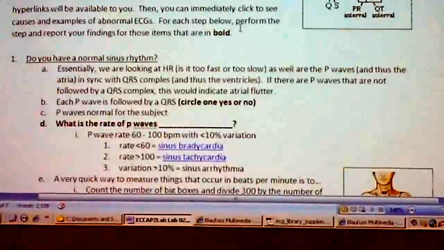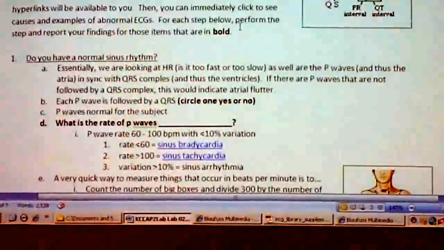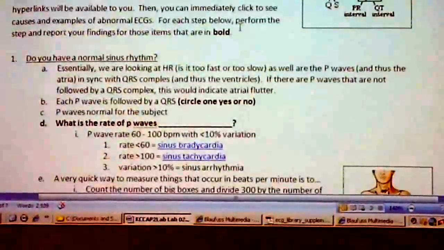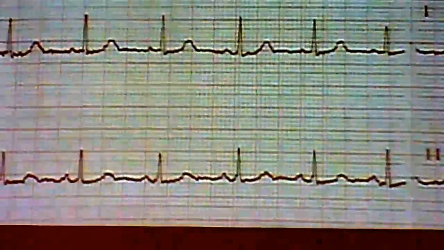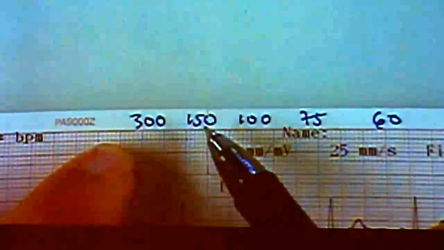We're going to do a really quick way to do it, and then a little bit more accurate way. The quick way is to divide 300 by the number of big blocks between R waves or between P waves. If you're an EMT, to be honest, you generally just memorize the sequence: 300, 150, 100, 75, 60. So if there's one big block between R waves, heart rate is 300. If there are two big blocks, heart rate is 150. Three would be 100, four would be 75, and five would be 60.